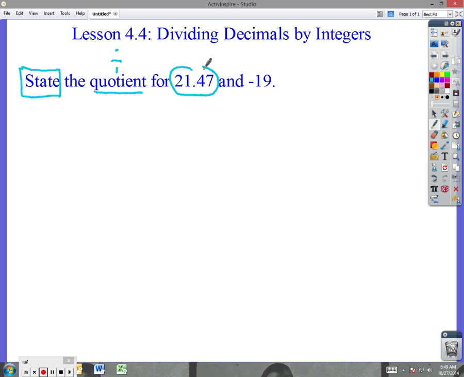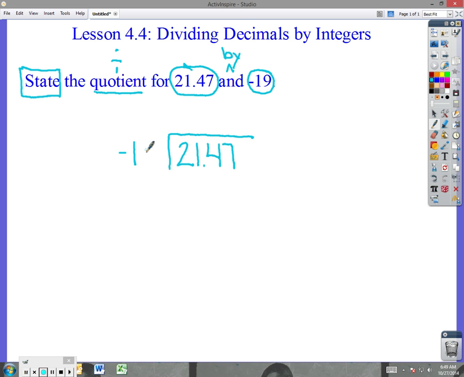21 and 47/100ths and negative 19. Or I can use this word and mean by. Let's now set up this division problem and see what it looked like. It would be 21 and 47/100ths divided by a negative 19.